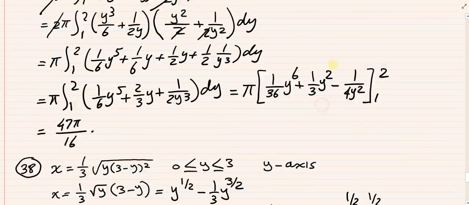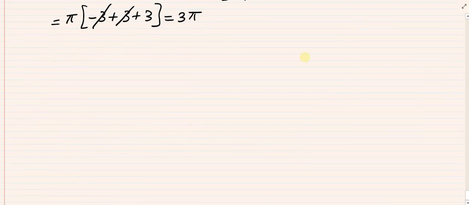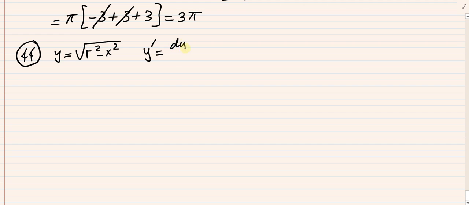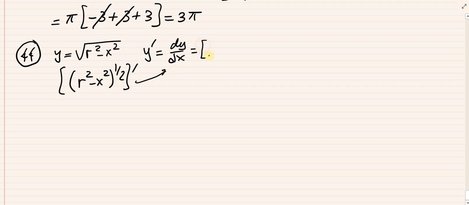Let's take a look at number 44. Let's derive the formula for the surface of a sphere. So our equation y, we said, is the square root of r squared minus x squared. Now y prime, which is dy dx in this case, is going to be what? r squared minus x squared to a half. We want to find the derivative of that, right? Let me write it here actually. r squared minus x squared to a half, its derivative.